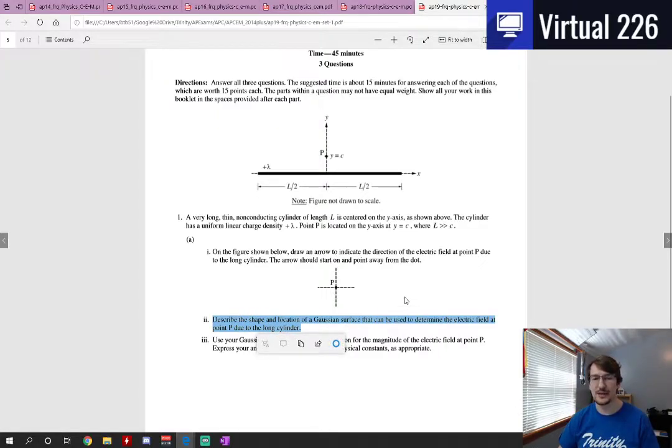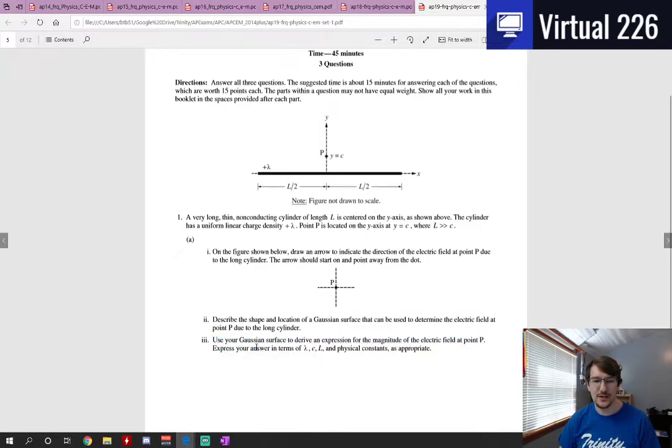But what we will have is something like this: describe the shape and location of the Gaussian surface that can be used to determine the electric field at point P due to the long cylinder. This is right up our alley. We know we're going to see a Gauss's law problem. It's almost a guarantee. But how they're going to ask the question about it might be like this. If we're describing the shape, we have a long cylinder here, so we want to use a cylinder for our Gaussian surface, and that cylinder wants to be coaxial to this, so it wraps around it in the same line.